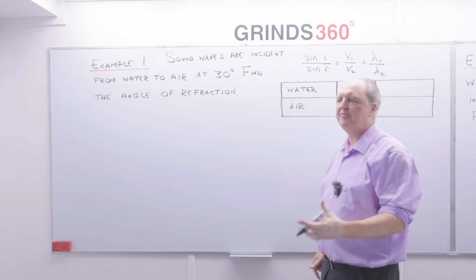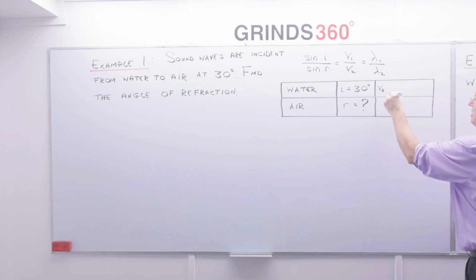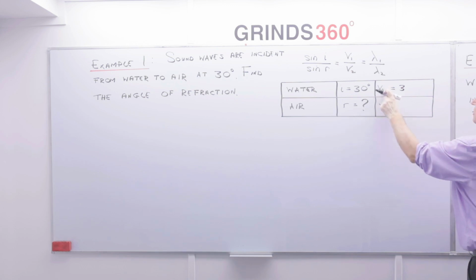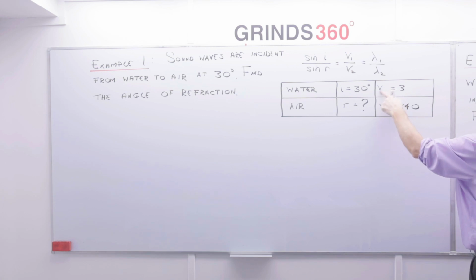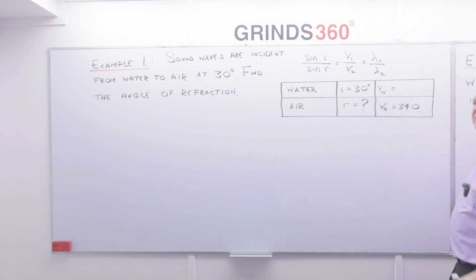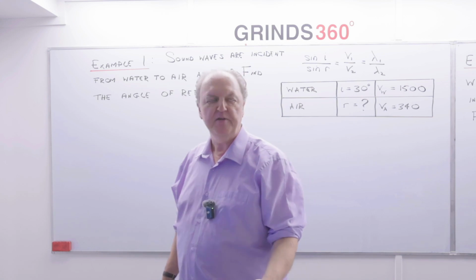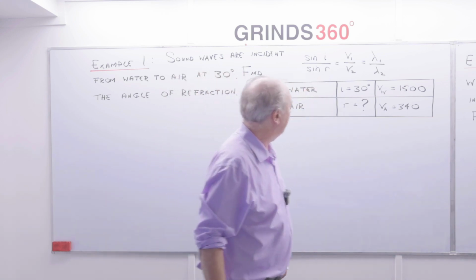What constants have they given me? They've given me the speed of sound in air. We'll call that VA, and that value is 340 meters per second. And they've given me the speed of sound in water, VW, and that value is 1,500 meters per second. So there's my table. Now, as I said, I just need the first part and the second part of the formula. So let me write it down.